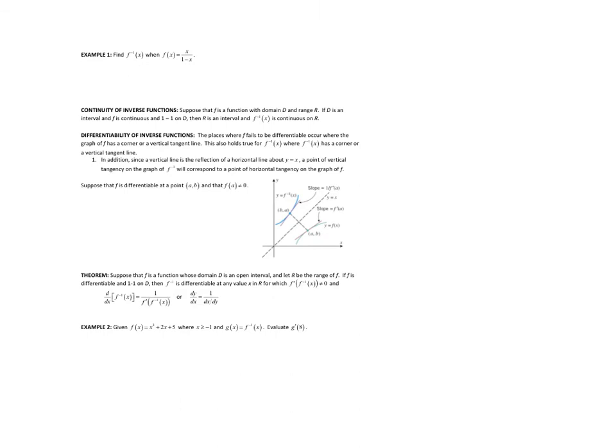So here's an example of us going to find the inverse of this thing. We're going to follow our steps. The first thing we're going to do is write, instead of f of x equals, we'll write y equals x over 1 minus x. And then step 2 is we're going to interchange all the x's and y's. So we'd have x equals y over 1 minus y.